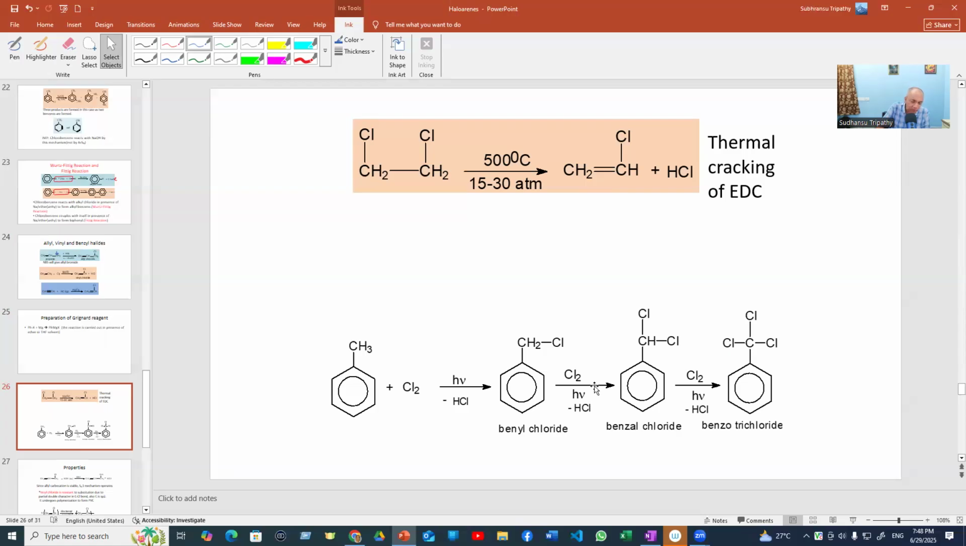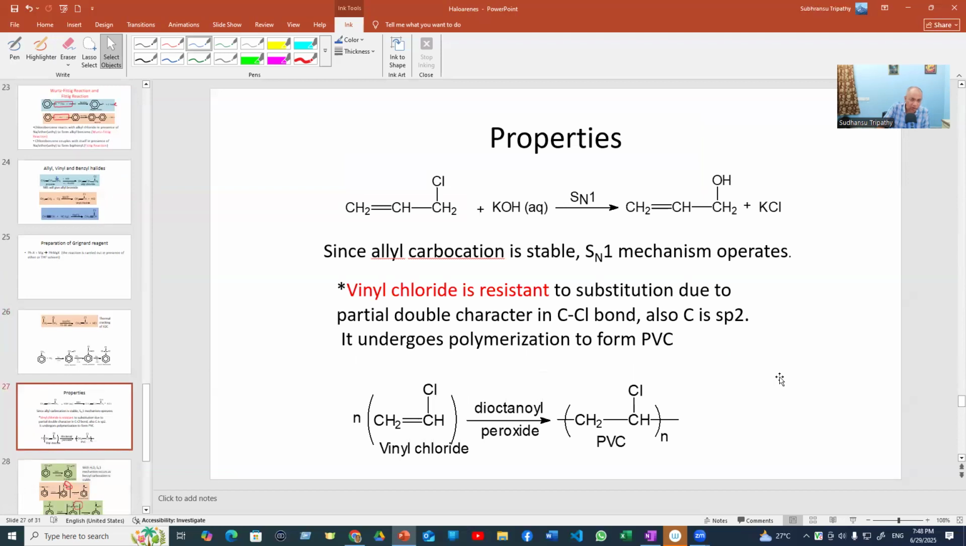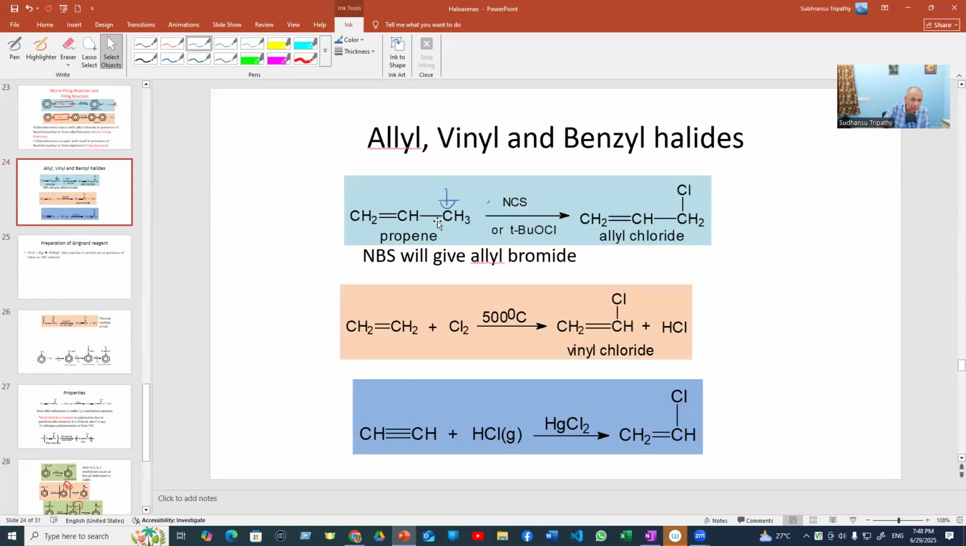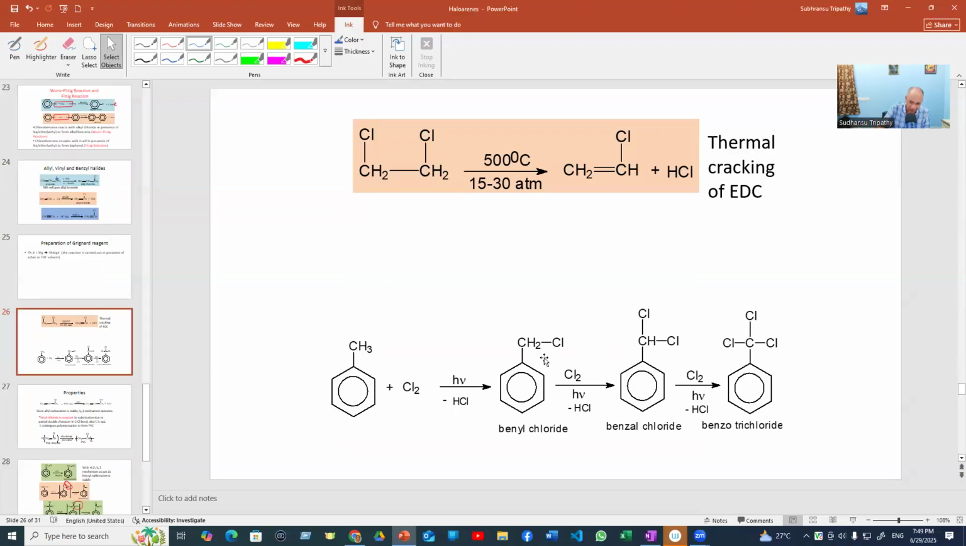Then the second mole of chlorine will make it benzal or benzylidene chloride. Third mole will give you benzotrichloride. So this, and the properties of these unusual kind of halides: allyl, vinyl and benzyl. This is allyl, this is vinyl, and this is benzyl. We are talking about these three.